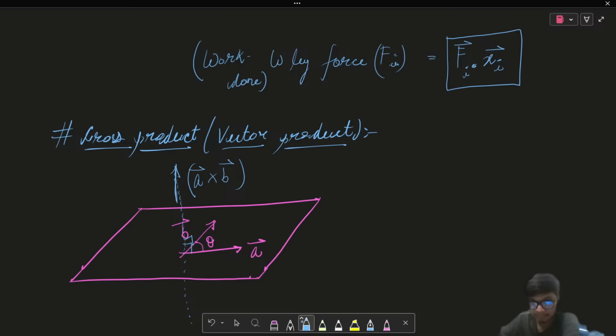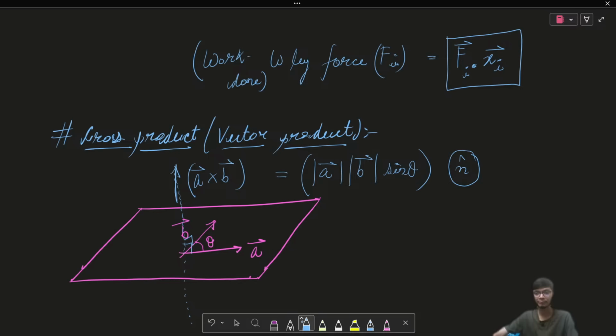The cross product is defined, by magnitude, as mod of A into mod of B multiplied with sine of theta, and then to denote the direction it is given as n cap. Now this n cap denotes the direction which is perpendicular to A vector and B vector, and it is out of plane. So it might have two directions, right? Now we'll try to understand how we determine the direction of the vector of this cross product.